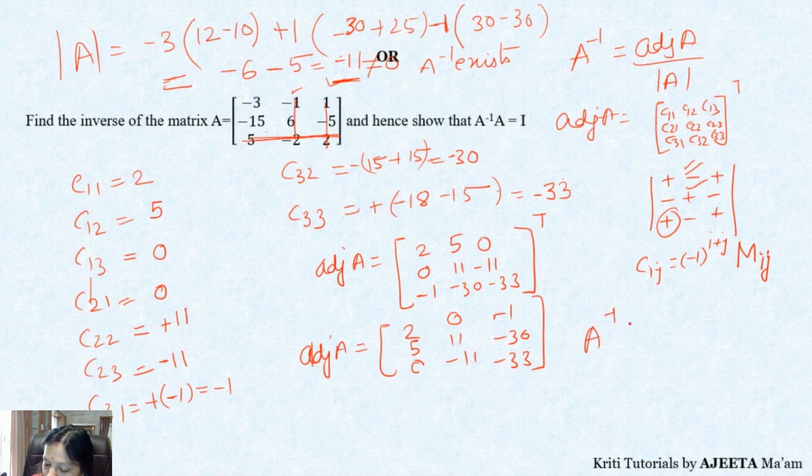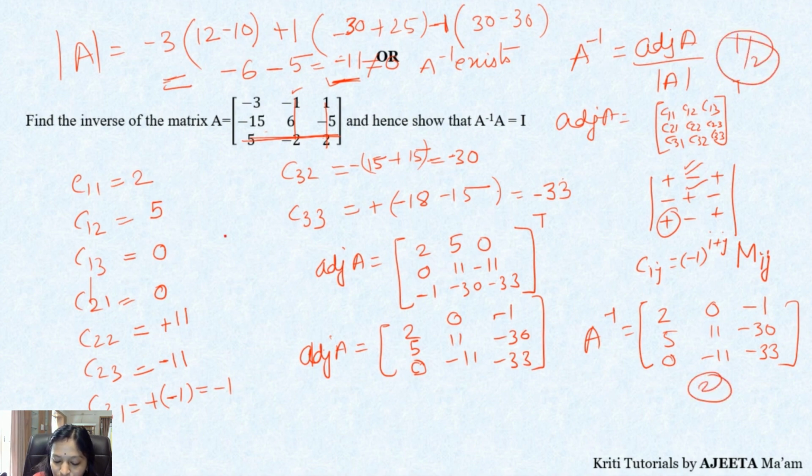So what's your A inverse now? So your A inverse is 2, 0, minus 1, 5, 11, minus 30, and you have here 0, minus 11, minus 33. Now you have to show A A inverse is I. Till here you will get 2 marks again, students. Half mark will be for all the formula that you have written. 1 mark will be for this. Okay? 1.5 in fact for everything, adjoint and cofactors. Correct? So this is how we go on. So till here we get half mark for this substitution if I go. And then for the last part there will be only 1 mark. Correct? So this is how we go.